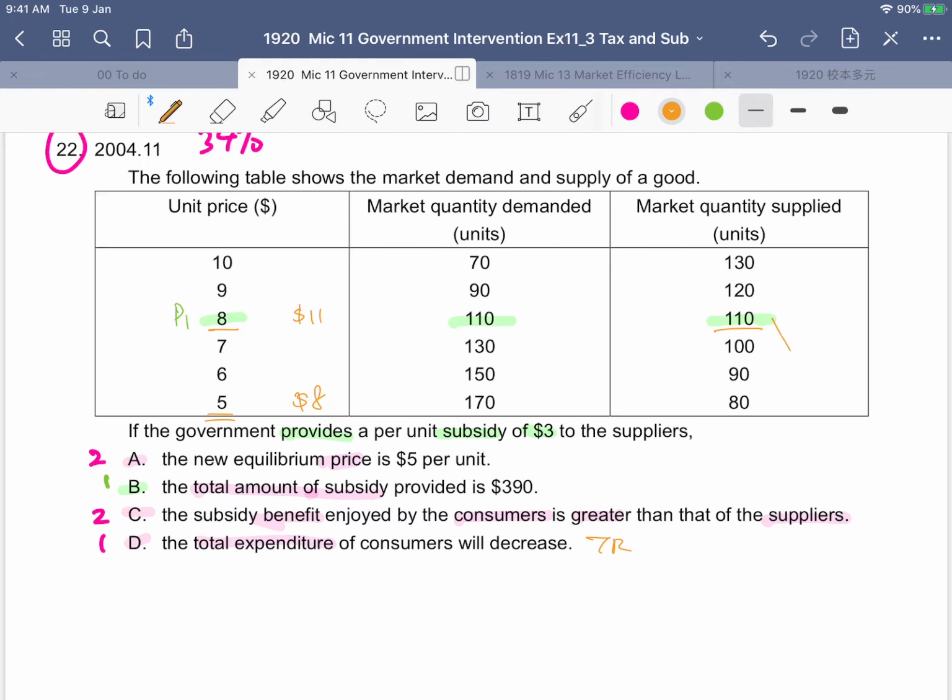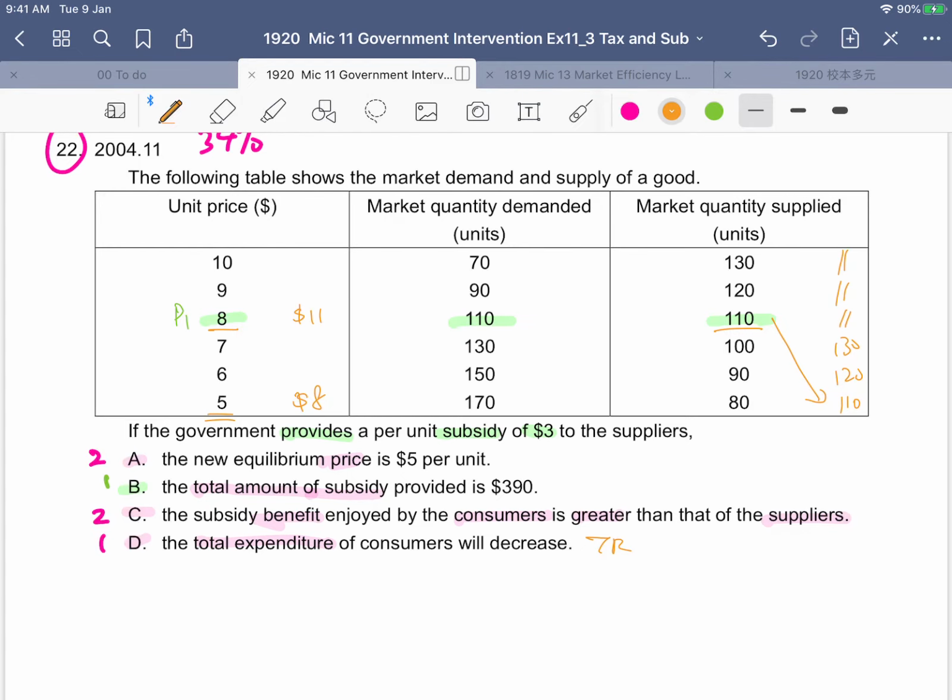So I will put this here. The new quantity supplied is 110. Then just copy all the numbers directly: 120, 130. I do not have any numbers more. Now you will find that the new supply will be more, and that is right. If you find that the number is smaller, then that will be wrong, because a subsidy should encourage the suppliers to provide more.